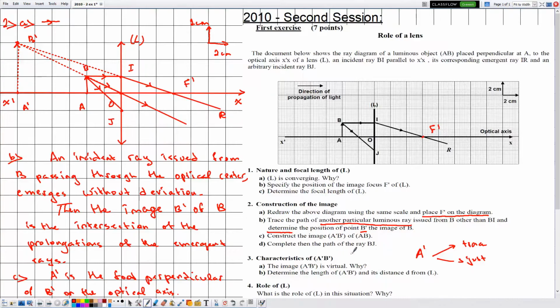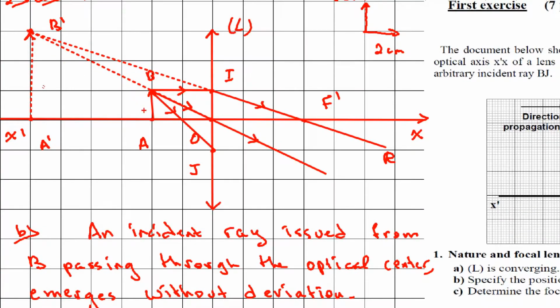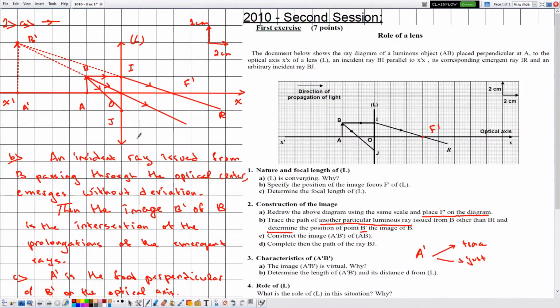In part D, they are telling me to complete the path of the ray BJ. Notice here that the ray BJ is an arbitrary incident ray in the sense that it's not parallel to the optical axis, it's not passing through the optical center O, nor passing through the object focus, because the object focus is the symmetric of f prime with respect to O. So in theory, we don't know how to complete the path of this ray unless we know the image B prime of B.